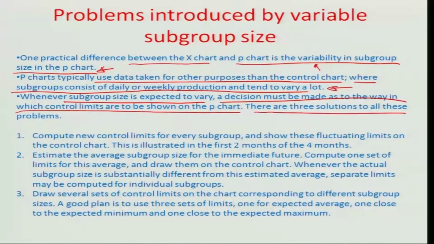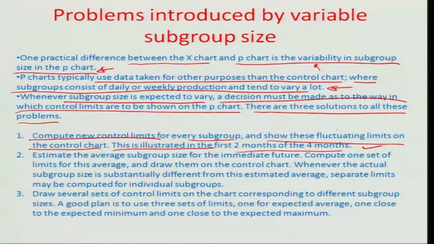There are 3 solutions to these problems. One is to compute new control limits for every subgroup, which shows these fluctuating limits on the control chart. This is illustrated in the first 2 months of the 4 months. I will show you one problem example where I will actually do this.